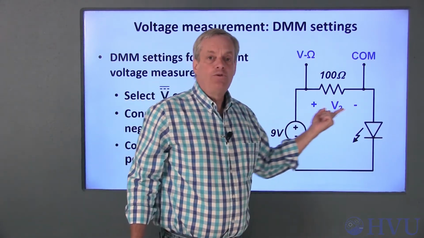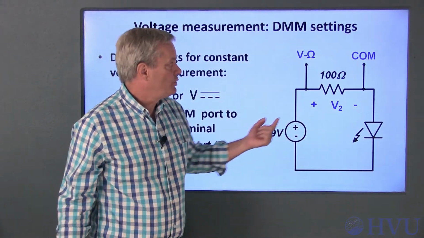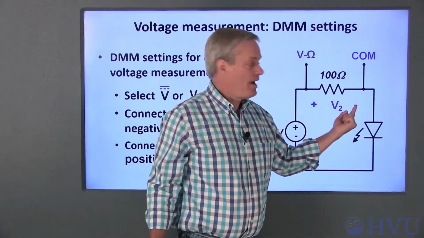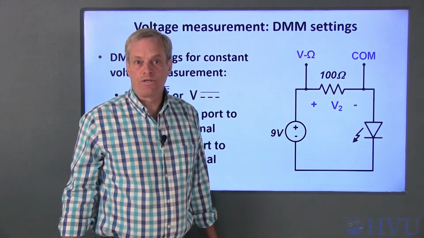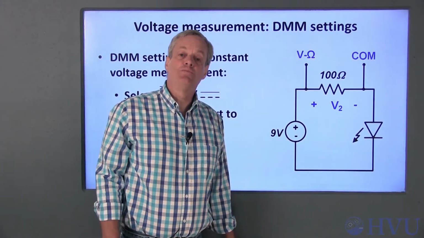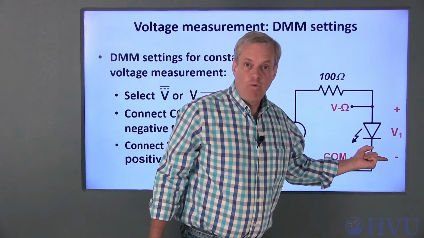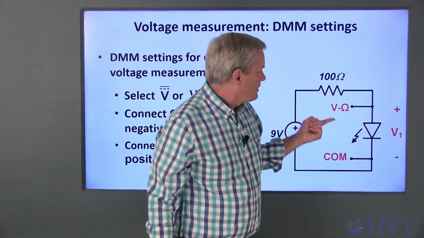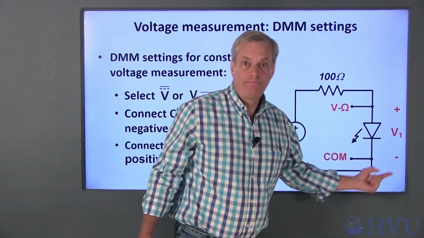For example, if we use this voltage sign convention for V2, we would connect the volt ohm terminal here and the COM terminal here. The way we connect the DMM ports to the circuit is dictated by our assumed sign convention. Likewise, to measure the voltage V1 with this assumed polarity, connect the volt ohm terminal here and the COM terminal here.